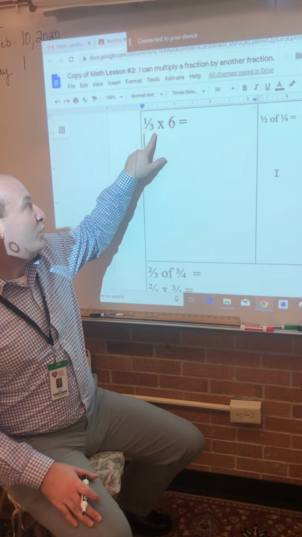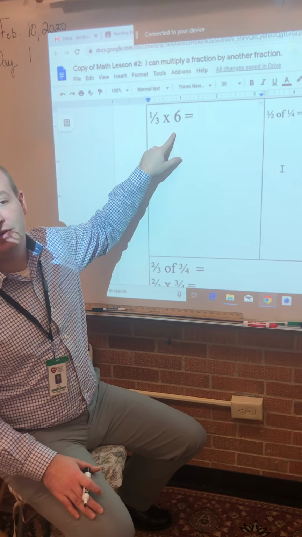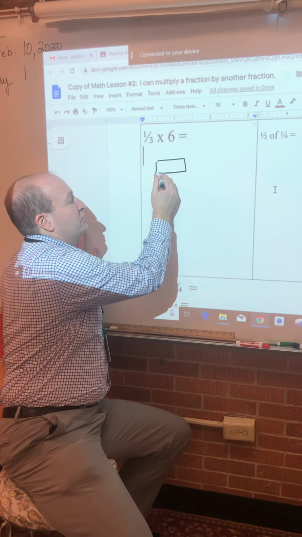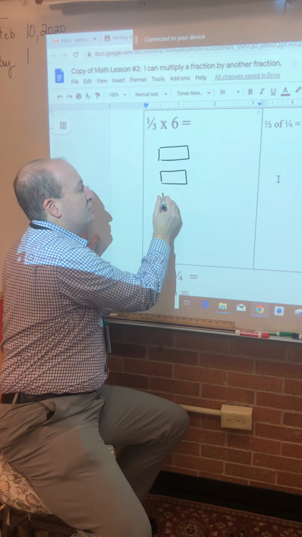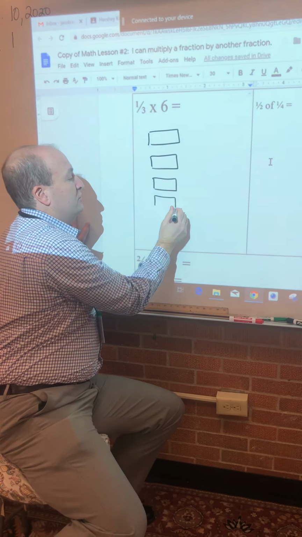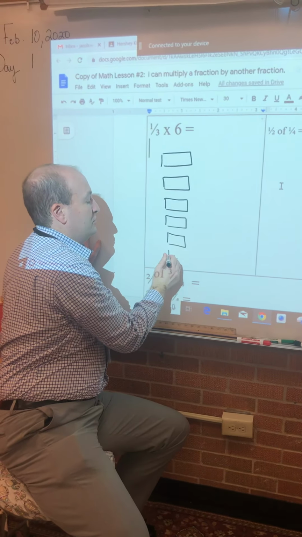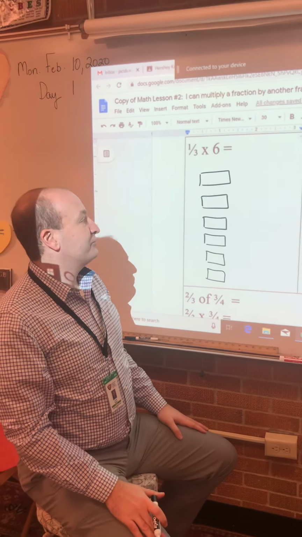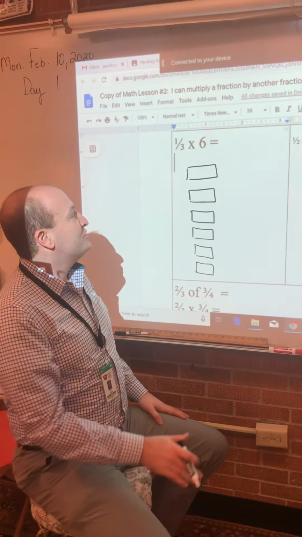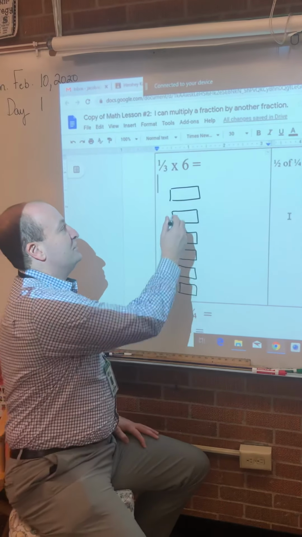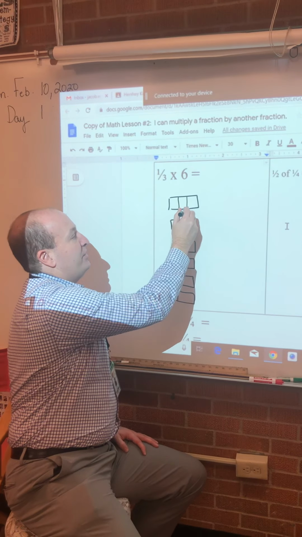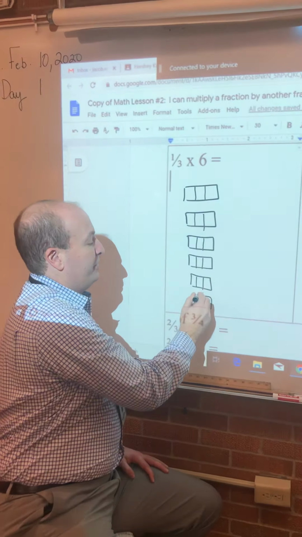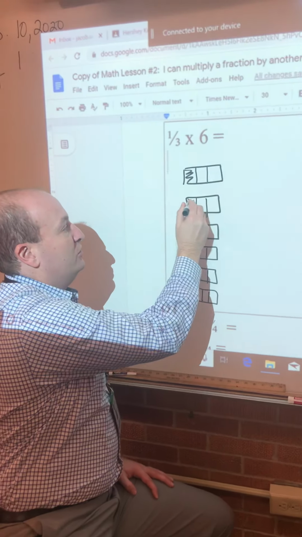The first problem says 1/3 times 6, or 1/3 of 6. So I'm actually going to draw 6 rectangles. Maybe pause if you need to find your packet and all that. So I have my 6 rectangles, and I'm going to divide each of them into thirds. And I'm going to take 1/3 of each one.